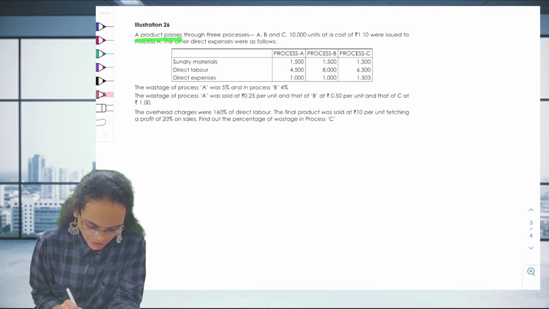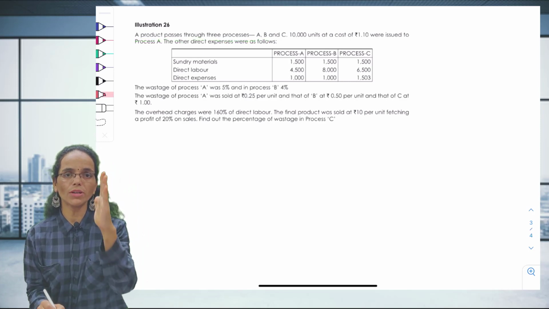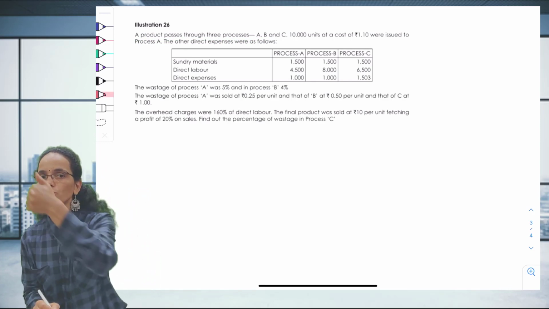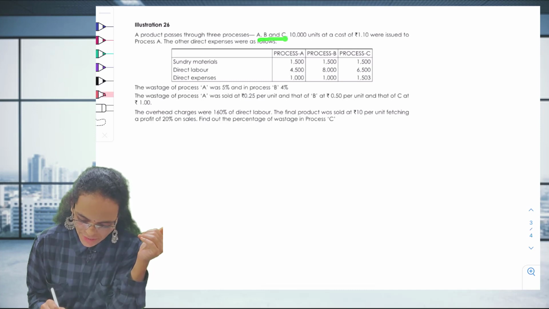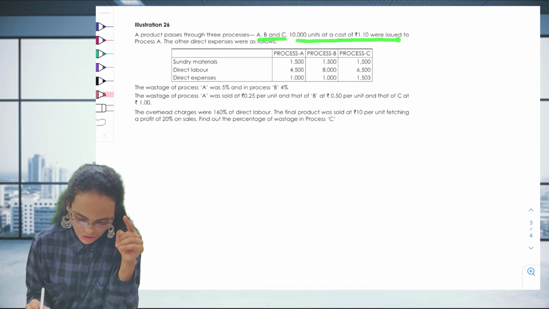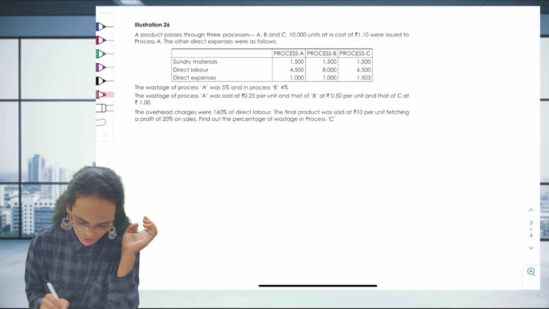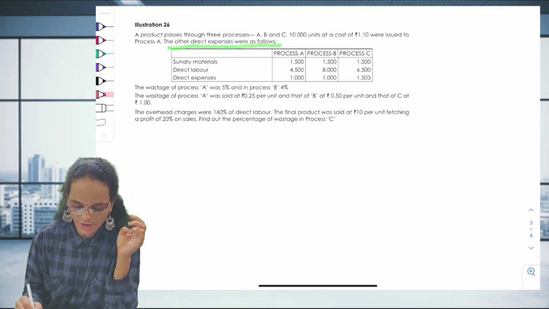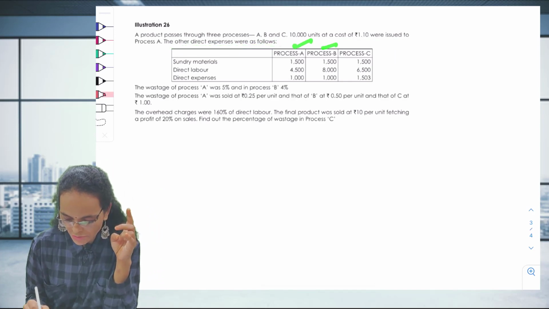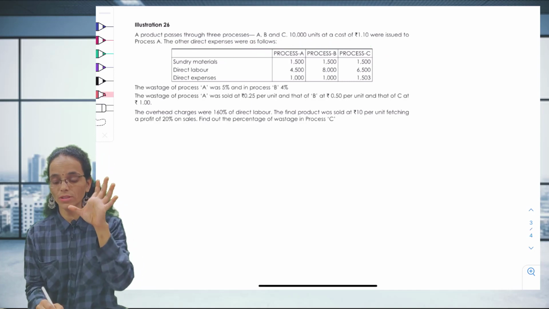A product processes through 3 processes. There is one product, output. This output has to undergo process 1, process 2 and process 3: A, B and C. 10,000 units at a cost of 1.1 were issued to process A. For the first process, these many units have been issued. The other direct expenses related to this are given. Under process A, process B, process C, material, additionally how much?